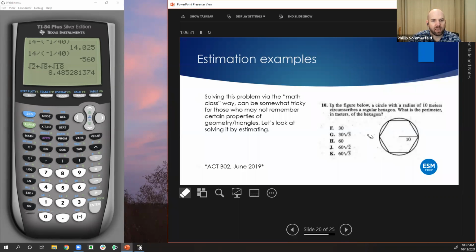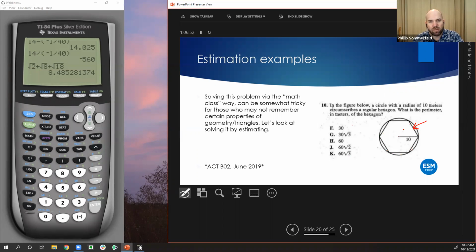This is a great example here. We have a hexagon that is inscribed within a circle, and they're asking what is the perimeter of the hexagon. And if you're not super confident, you may look at this and be like, I have no idea how to figure this out, because the idea is, obviously, figure out this leg and then multiply by 6, right? And you may ask yourself, well, how am I supposed to do that?